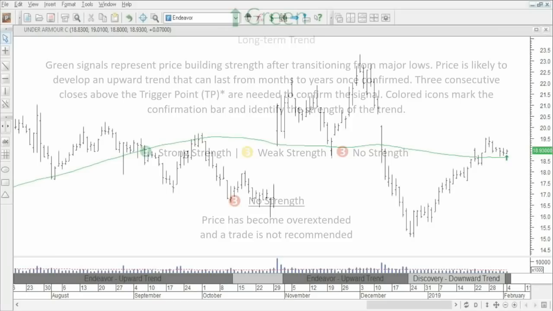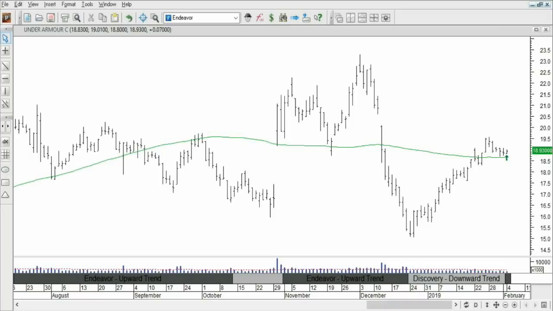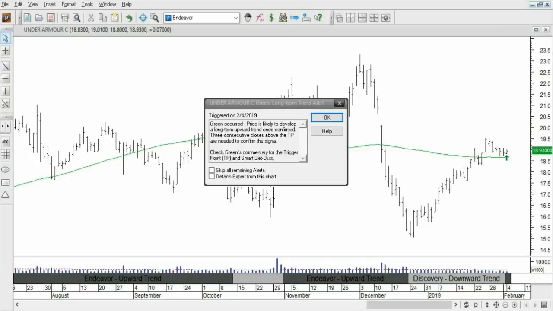This is Under Armour, ticker symbol UA. Now, when a signal occurs, you're going to get that green arrow on your chart, like you can see on the far right of the chart, followed by an alert box. It's going to pop up and tell you that a green occurred. Price is likely to develop a long-term upward trend once confirmed.